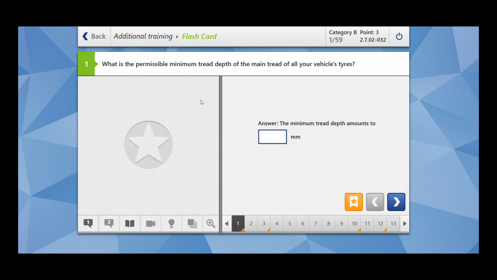Let's begin. What is the permissible minimum tread depth of main tread of all your vehicle tires? This is a very important question from a technical point of view also. This question is being asked during the practical driving exam. So you have to remember the minimum tread depth amounts to 1.6 millimeter. This you have to remember by heart, and it is very important, and it may be asked during your practical driving exam as well when they ask you technical questions.